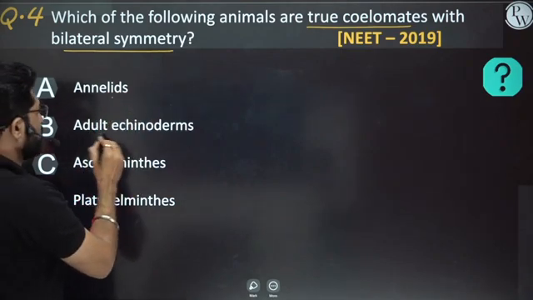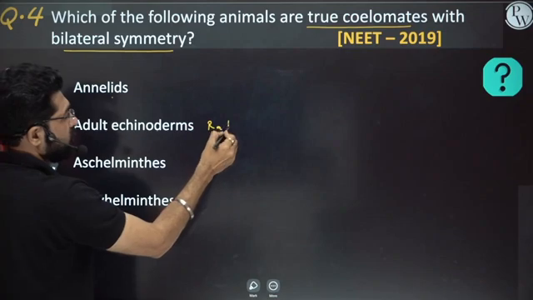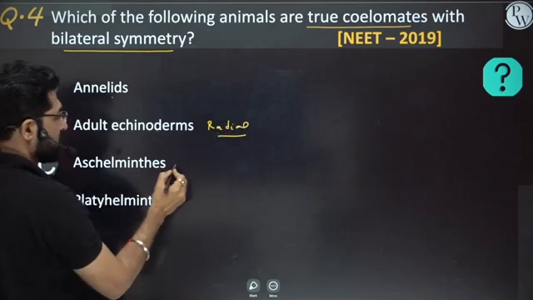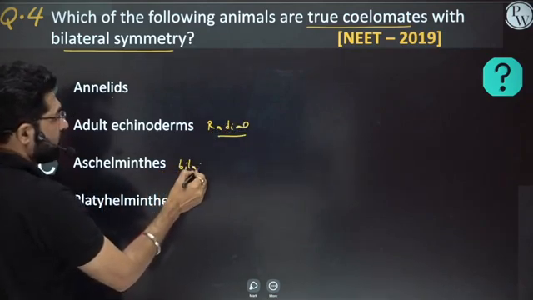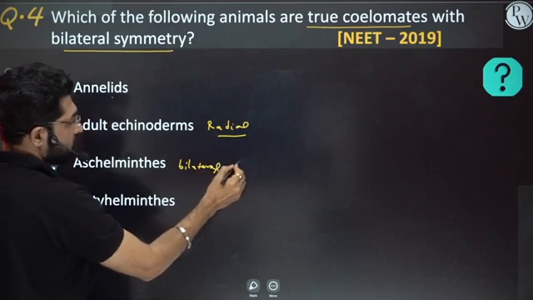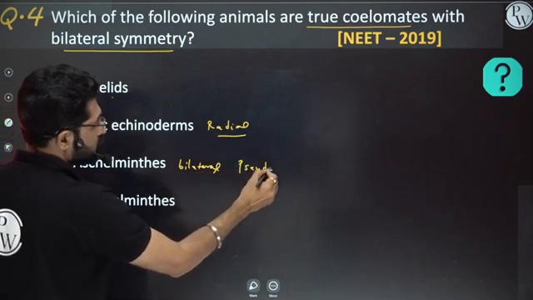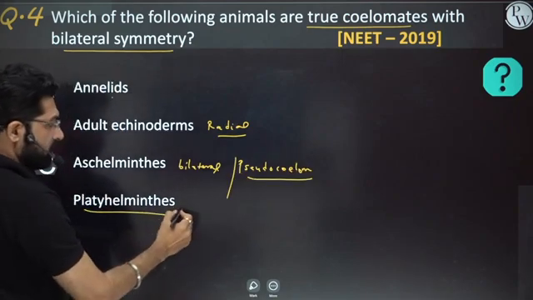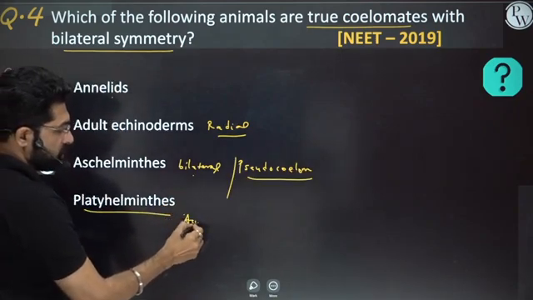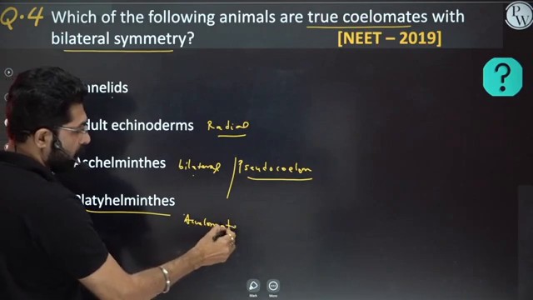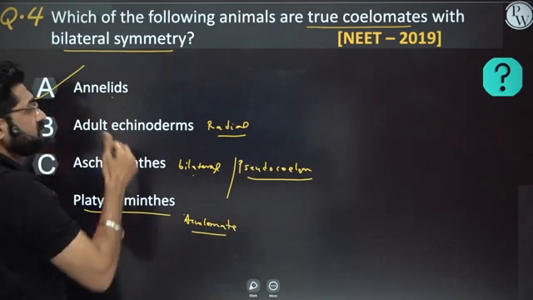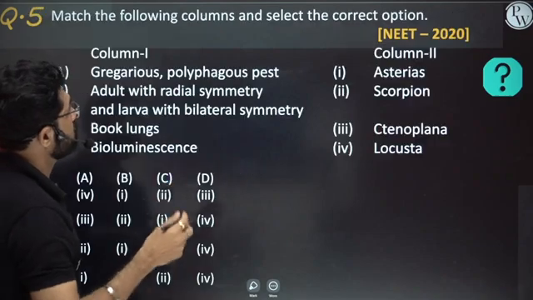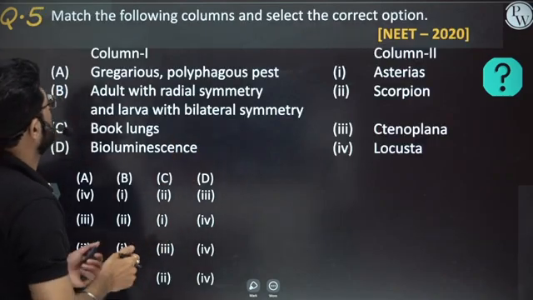You don't have to, because adult echinoderms are radial symmetry. They have radial. Aschelminthes have bilateral, but they are pseudocoelomate. Platy are bilateral but acoelomate. So we can't go for these options. We have to go for the annelids. Easy. Let's see the NEET 2020 question.